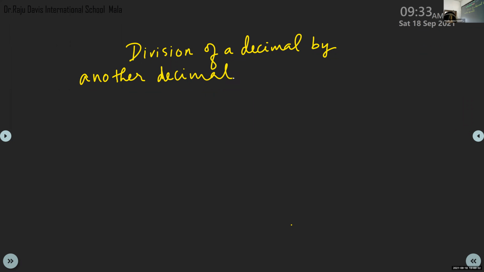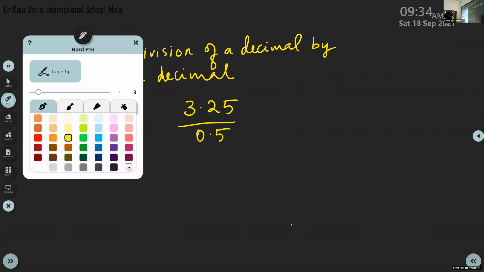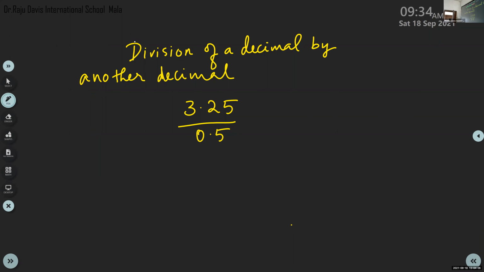For example, we can take one number: 3.25 divided by 0.5. This is the question. Children, now listen carefully. Don't go for writing. Write the heading and stop. Okay, listen to me. 3.25 divided by 0.5. Now tell me, which is the divisor here? 0.5. This is the divisor, isn't it?